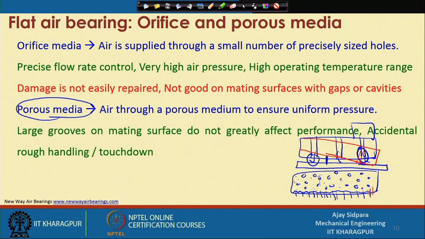But the same thing happens here. What is going to happen? You have a hole in all the directions. So even if it is tilted, this particular hole will be under more pressure, so it will stabilize again. That is the advantage of using this. And accidental rough handling and touchdown will not create more problems in this case, because the porous media is naturally made, but here we have fabricated it, so it is a designer issue.